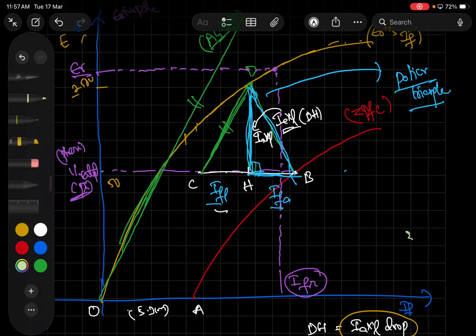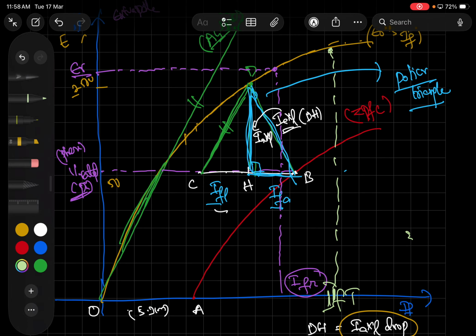Okay. So what I'll do here, let's say that I got this value as IFT here. From this point, what should I do? Draw a dotted line onto the y-axis, onto the OCC curve here. There is an intersection point on the OCC.